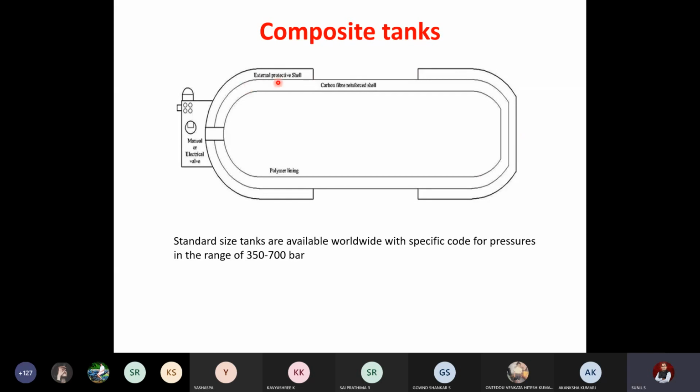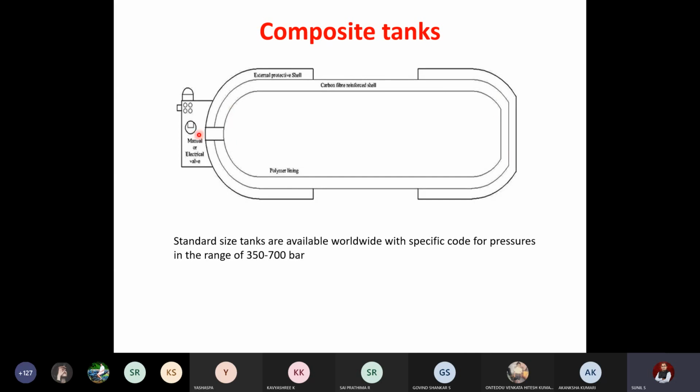So this shell has an external protective layer of very strong material, so that if the edges are hit, it should not get damaged. And inside there will be a polymer lining. If there are any cracks over a period of time in this carbon fiber material, this polymer will stop the growth of that crack, and it will avoid the leakage of the gas.